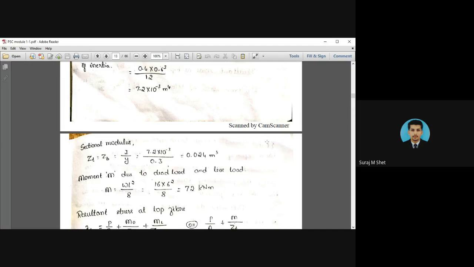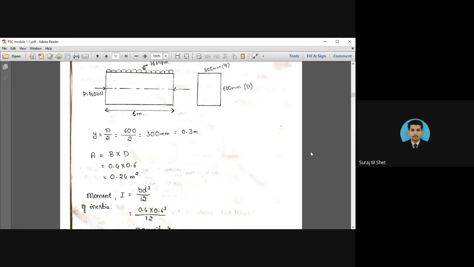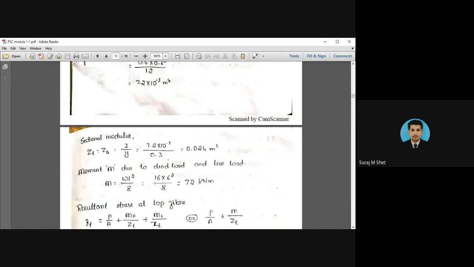So already, you know, this is a simply supported beam. So simply supported beam carrying a UDL. So how to calculate moment of inertia or moment? Sorry, not moment of inertia, moment. So moment is equal to WL square divided by 8. This is the formula to calculate the moment of a simply supported beam carrying a UDL.